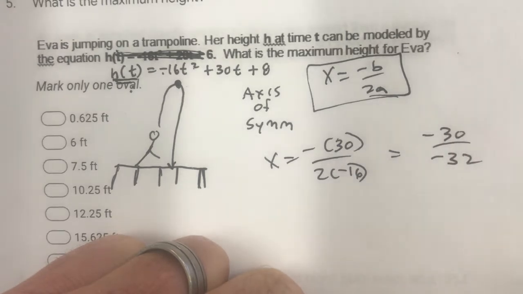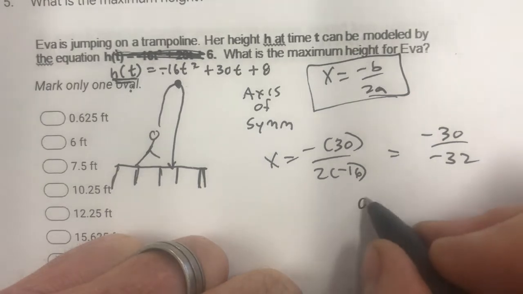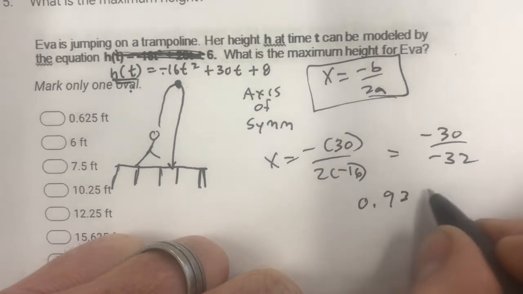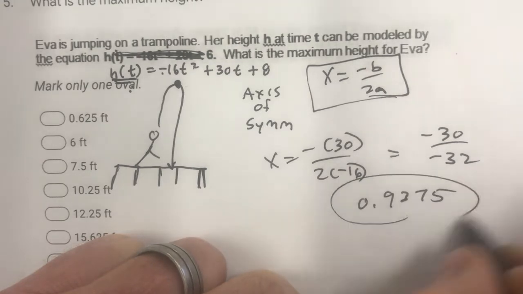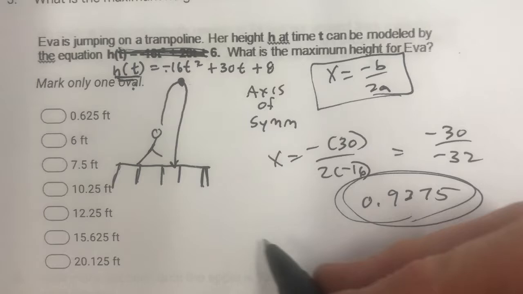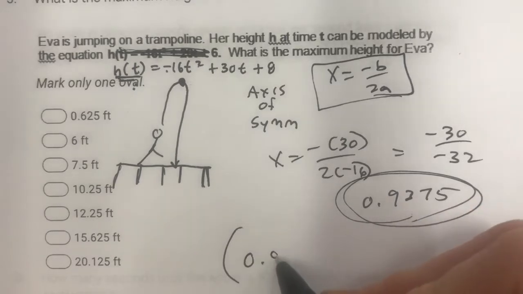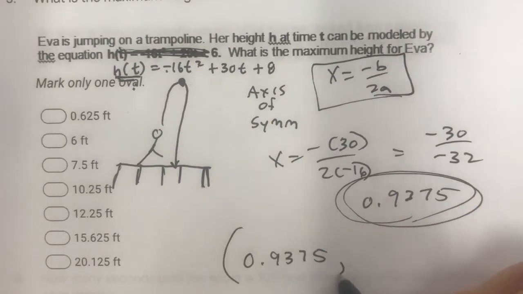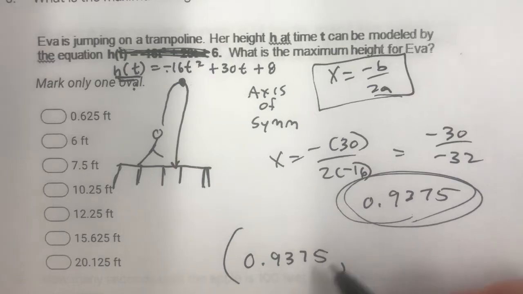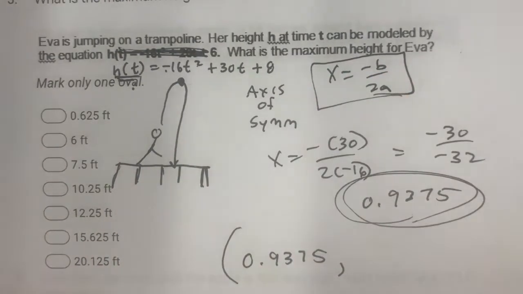And if I divide that, I get 0.9375. That's my axis of symmetry, which means in my vertex, that's my x value. Now plug that in to get the y value.